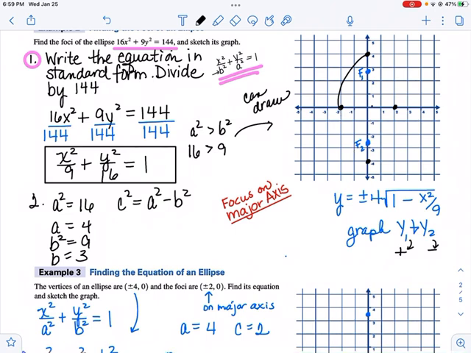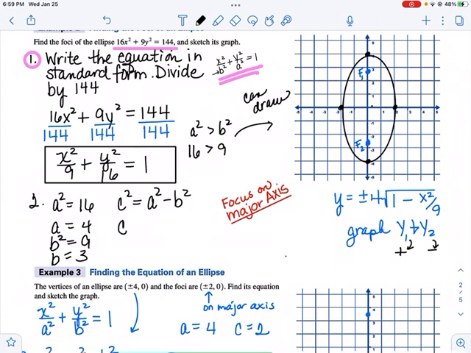So let me see if I can draw it in one fell swoop, and we have an oval that looks something like that. Not too bad. Okay, try to put it on the vertices as best you can. Okay, and there you go. There you have it. So I've got my ellipse graphed.